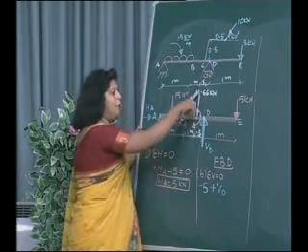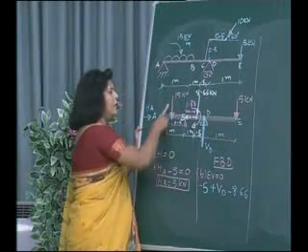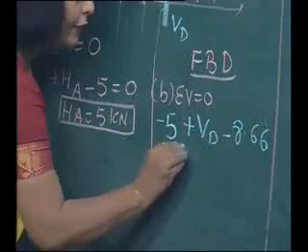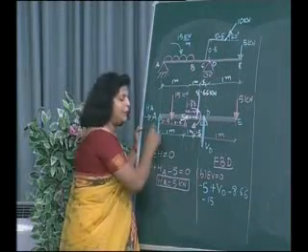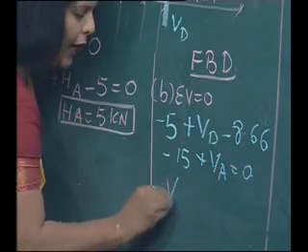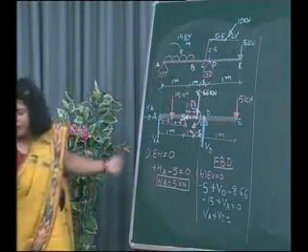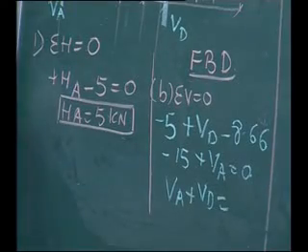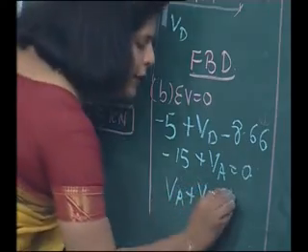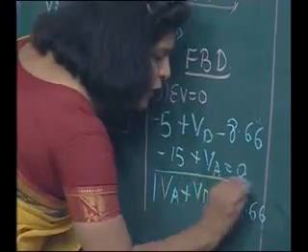Third is 8.66 in the downward direction, negative. Fourth is 15 in the downward direction, negative. And fifth is VA in the upward direction, positive. That is equal to 0. So VA plus VD is equal to minus 5, then 8.66, then 15. So that gives you 28.66 kilonewtons. This is your equation 1.